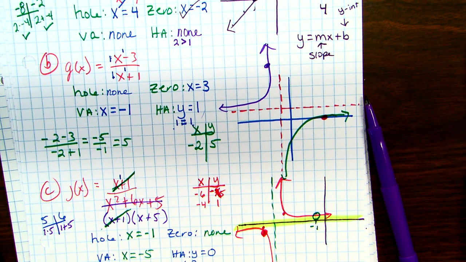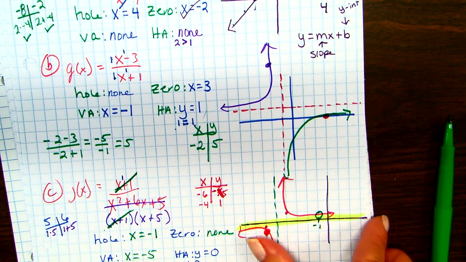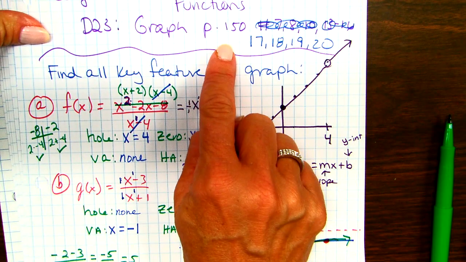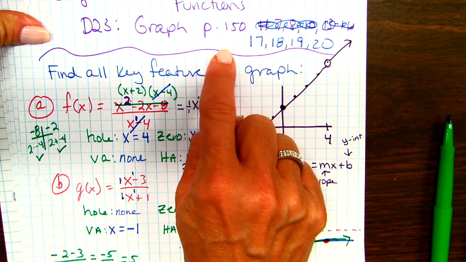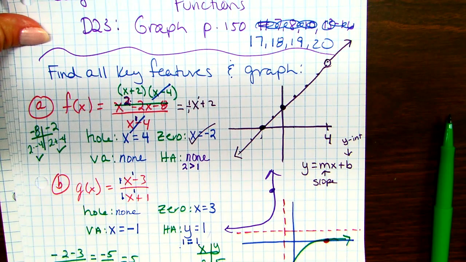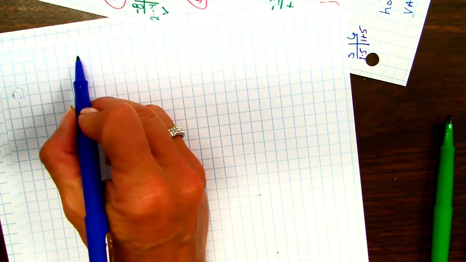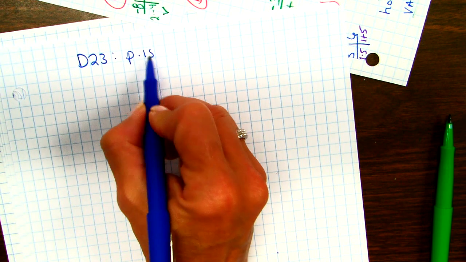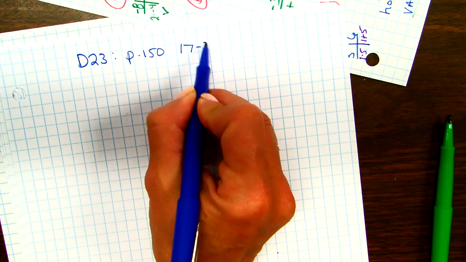Okay, that's a lot. We're going to practice these for days. Okay, so get out your page, same page as from yesterday. I'm going to have them up here, so if you didn't rip it out, you're fine. Let's do a couple together. So this is D23, page 150, 17 through 20.